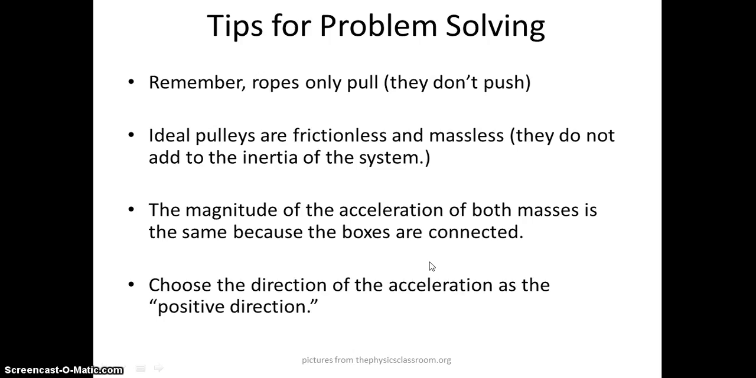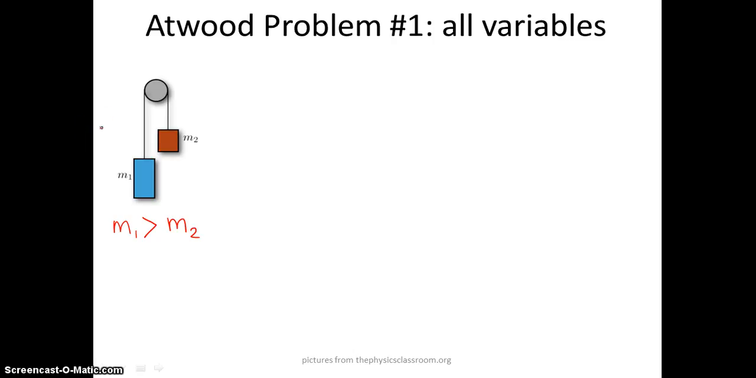Okay, so now that we have the tips for problem solving and we have a good idea of where we're going, let's take a look at our first Atwood problem. Okay, so here we have a traditional Atwood problem. We have two hanging masses, M1 and M2, and let's say we're given information that M1 is greater than M2.